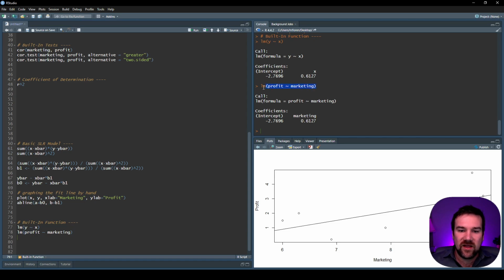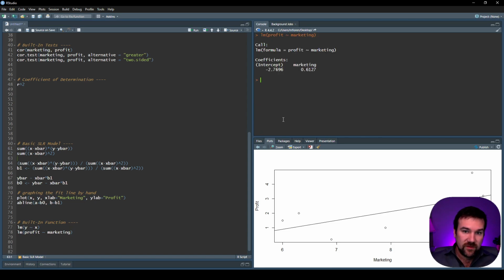In fact, if I'm not needing the shorthand to do all the typing here, I prefer to leave it in its original form so that I can track what variables I am doing my calculation with. Oh yeah, I'm doing it with profit and marketing, and that makes sense. You'll note here, I can run that and it gives us our B0 and B1.